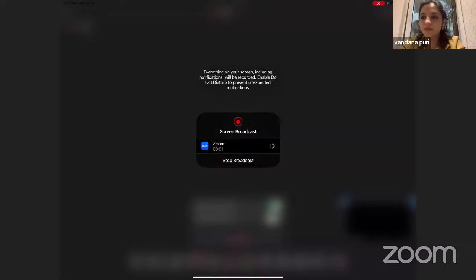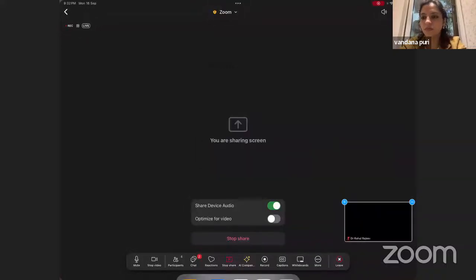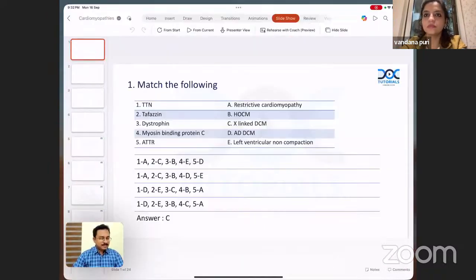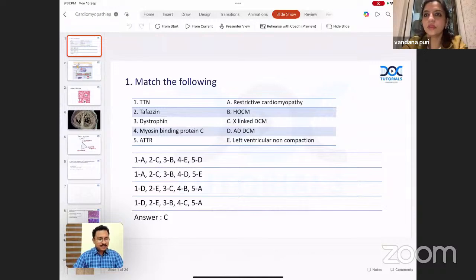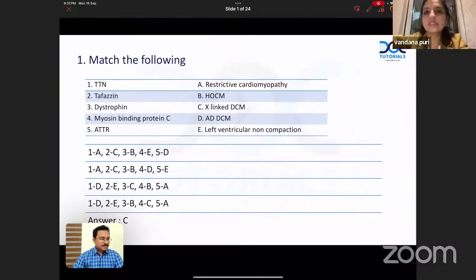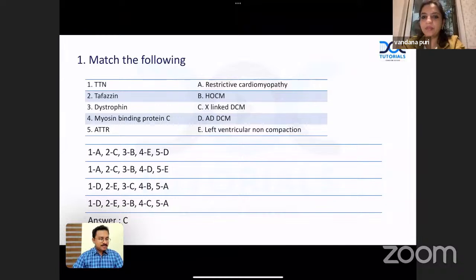Right. So I think, ma'am, we'll start the discussion. So starting with the first question. The first question was a match the following type of question. This was basically kept to understand the genetic basis of the cardiomyopathies, guys.